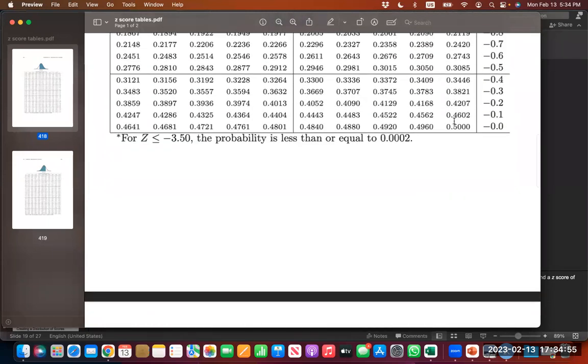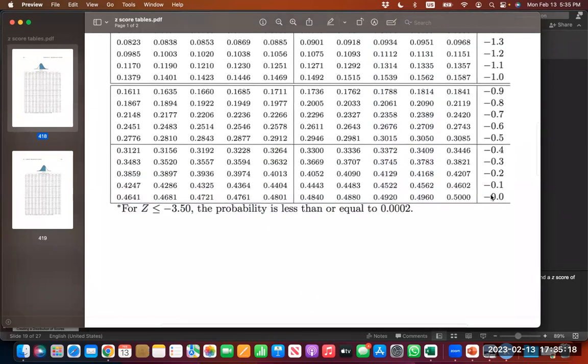So this column here is 0. This is -0.01. This is -0.02. This is -0.03. So if you go left, that decimal is increasing. The second decimal is increasing.